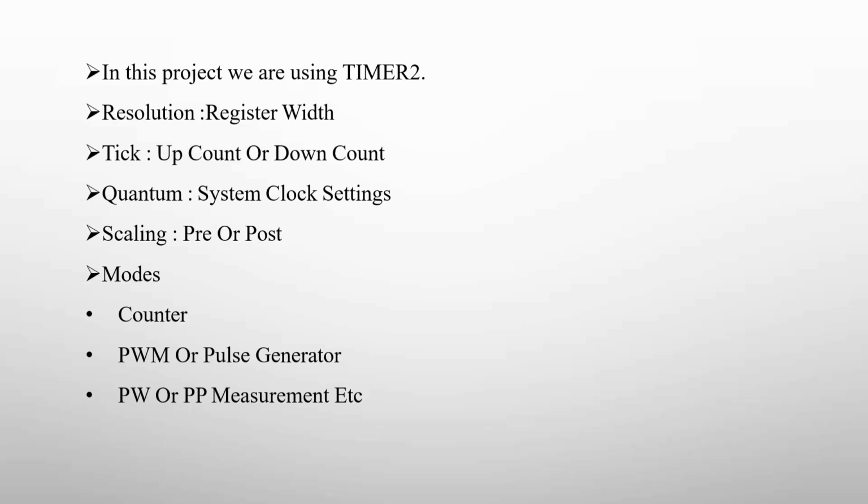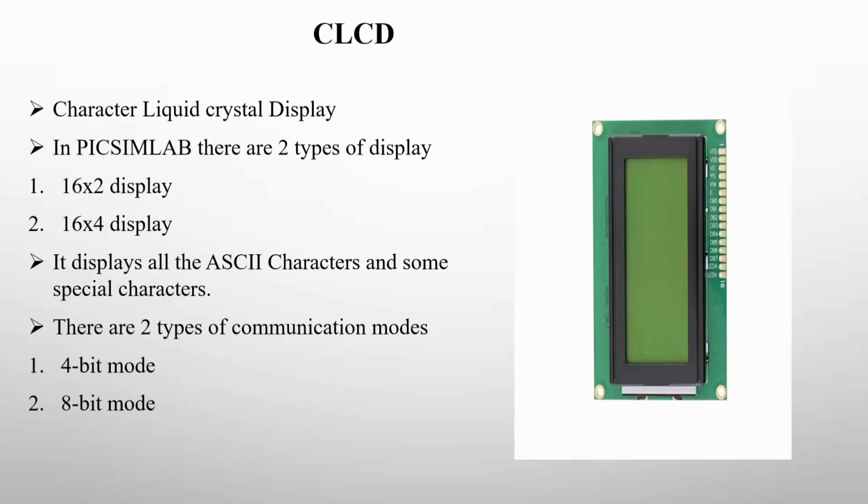Scaling has two types: pre-scaling and post-scaling. Pre-scaling means scaling the time taken by a tick, and post-scaling means scaling after how many overflows an interrupt will occur. The modes of a timer are counter, PWM or pulse generator, PPM measurement, etc.